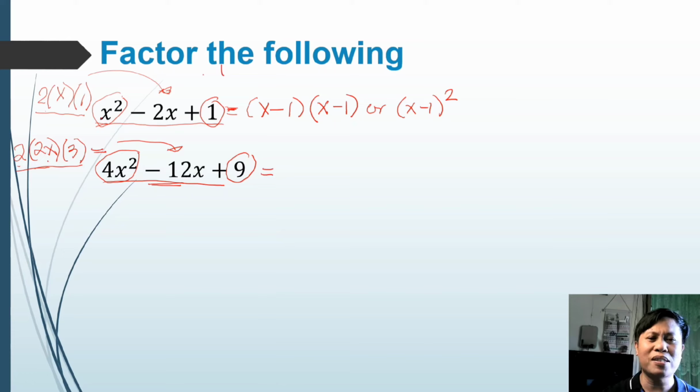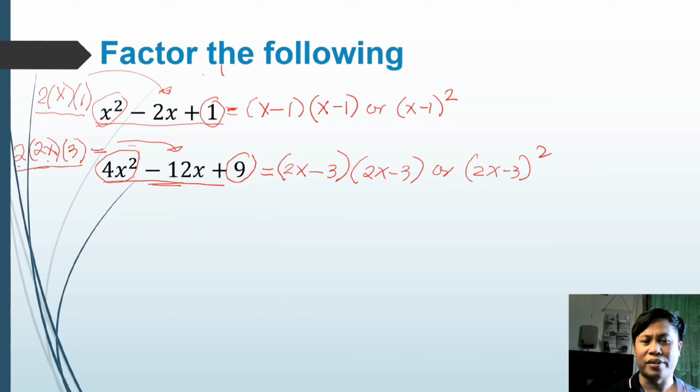So, the factors of this are found by taking the square root of the first term, 2x. Copy the sign after the first term, minus. And the square root of the last term, 3. Then rewrite it as is, 2x minus 3. So, that will be its factors. You have 2x minus 3 quantity squared. Okay, so that is how to get the factors of a perfect square trinomial.